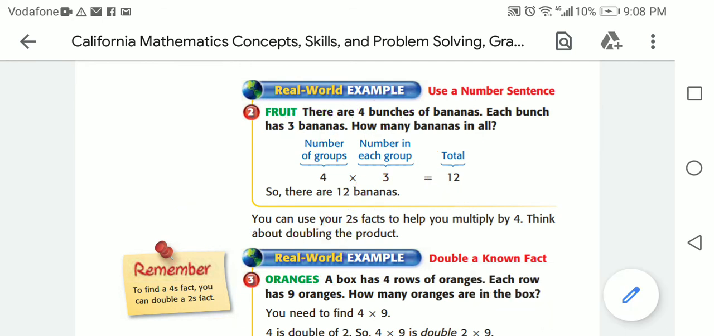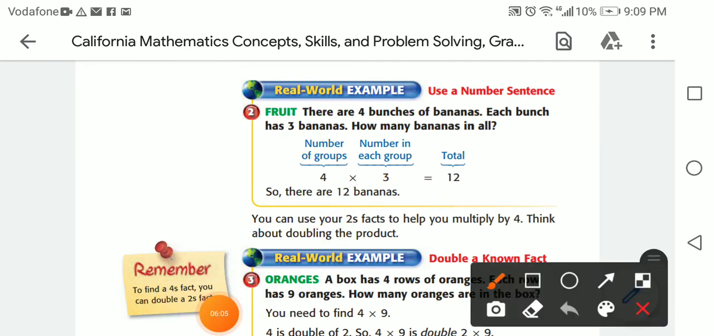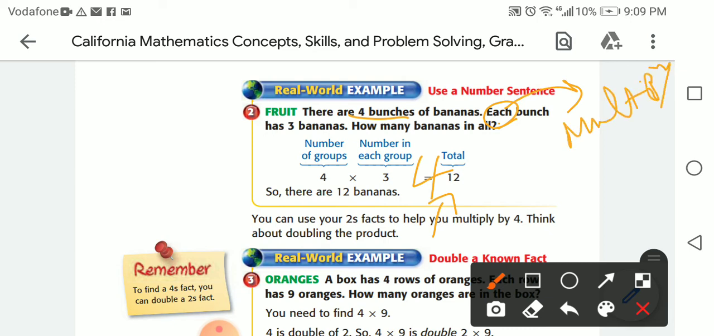Okay, I can do it another way. We have 4 bunches and in each, the word each here refers to multiplication. The word each refers to multiply. So 4 multiplies what? Multiplies 3, gives me the total number of bananas.